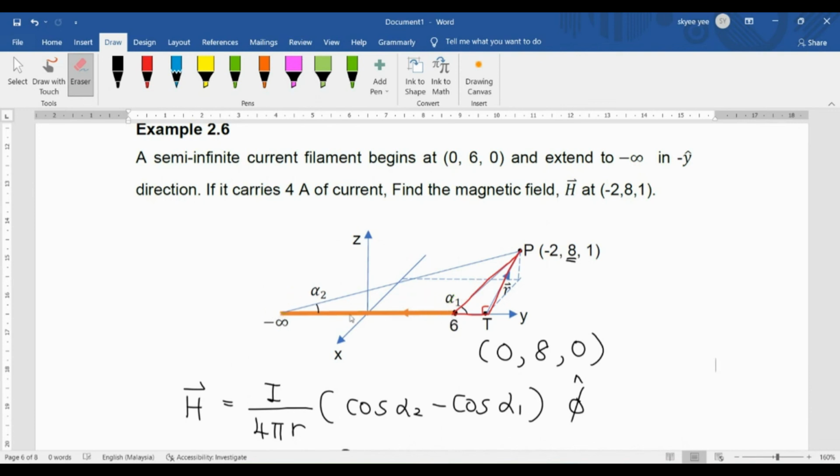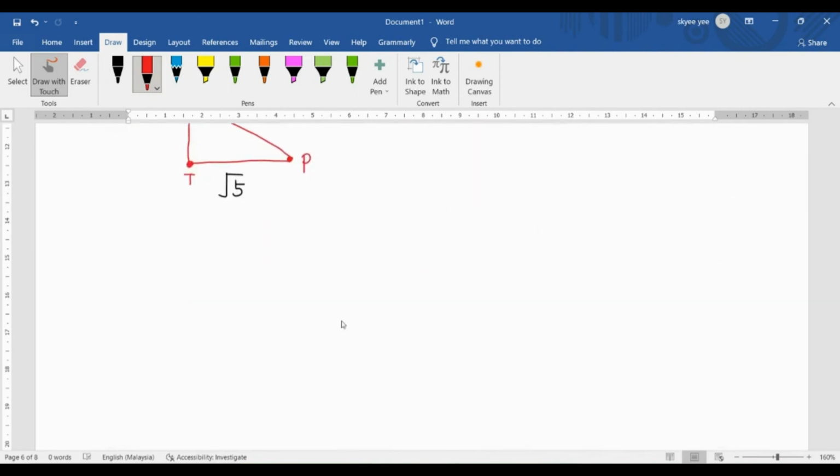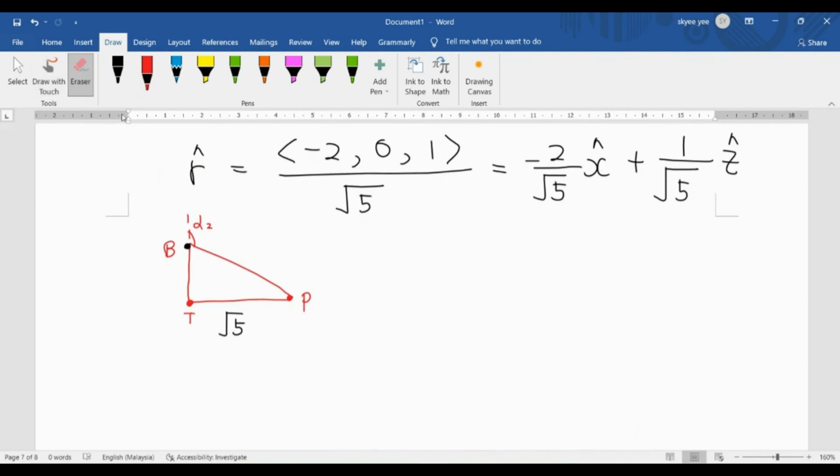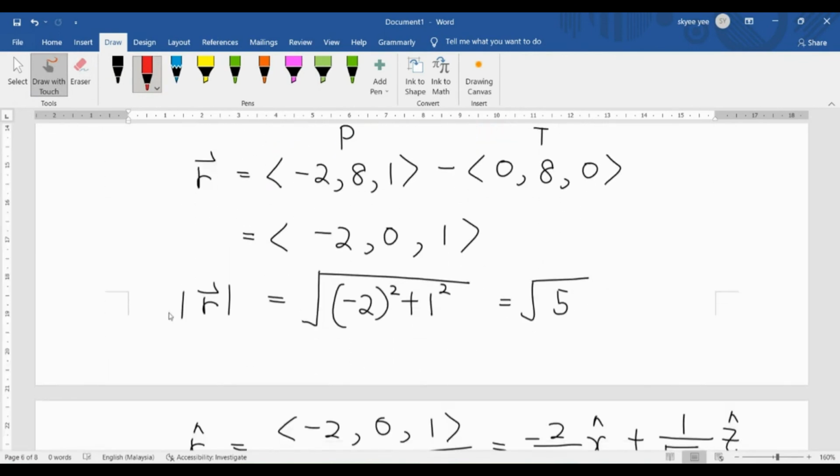We actually should follow the flow of the current. So this one should be point A, and this one should be point B, because the current flows in these directions. So this one I erase, and this one will be your alpha 1.